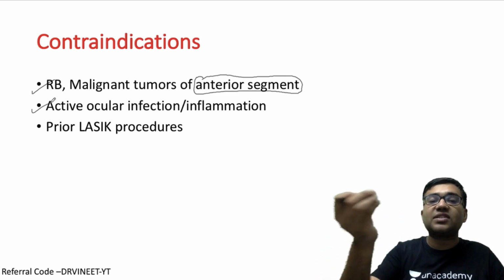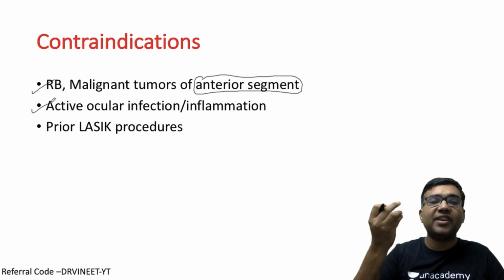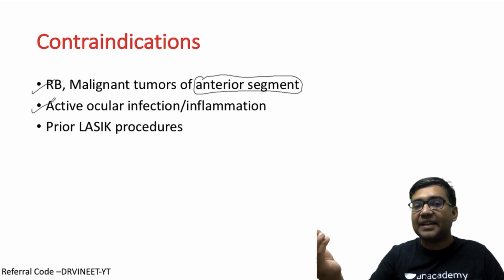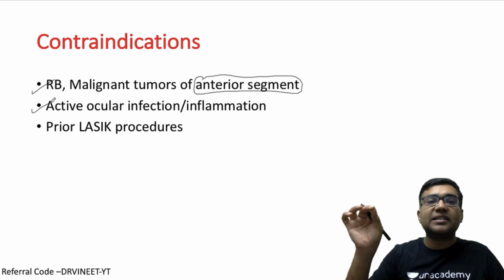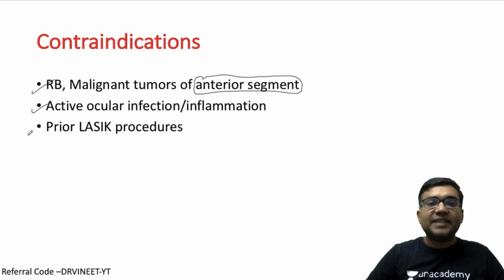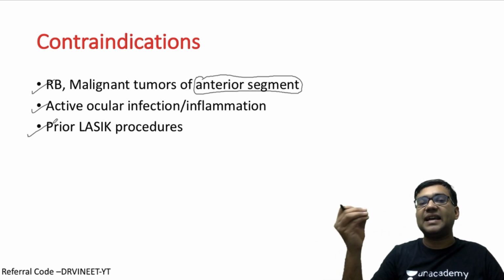Let's say the patient was suffering from herpes zoster, okay, or if the patient is having herpes simplex keratitis, or the patient is having a corneal ulcer. So these are the contraindications. Then prior LASIK procedures is also considered as contraindication.